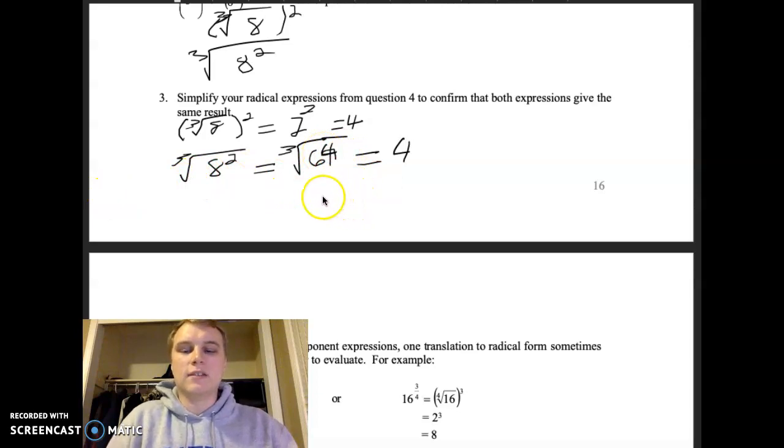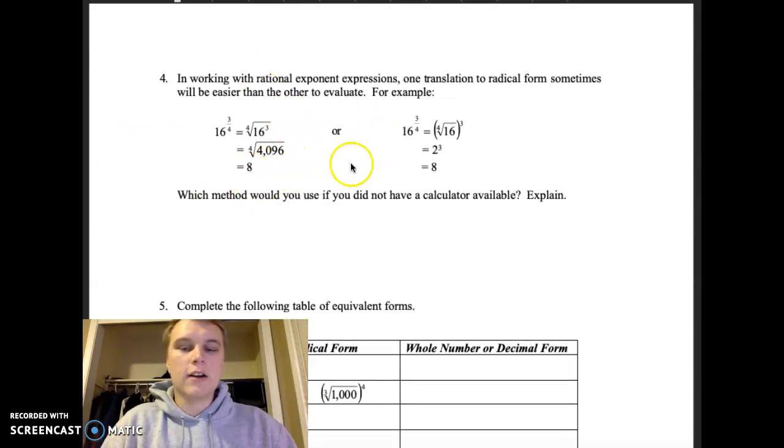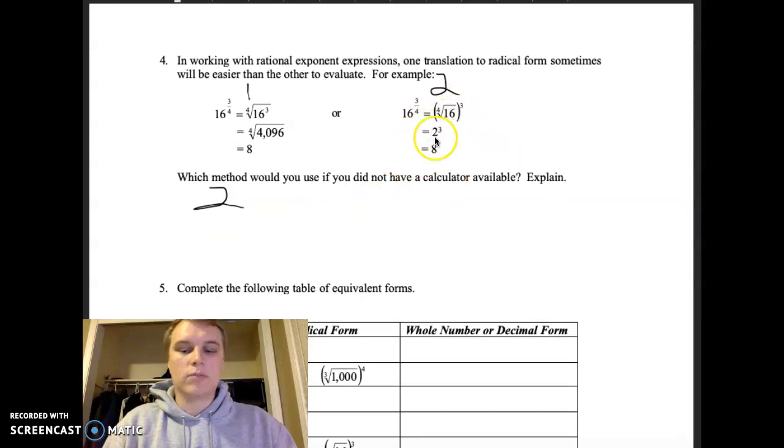But which one do you think is easier? I would say the first one, because you're dealing with smaller values. If we look here, this highlights that even more. With this method, we have to get 16 cubed and then take the fourth root of that. Or we can do the fourth root of 16, which is 2, and then just cube that. So if we didn't have a calculator, which is this next question, I would say method 2 is the better one to go with, because it deals with smaller numbers.